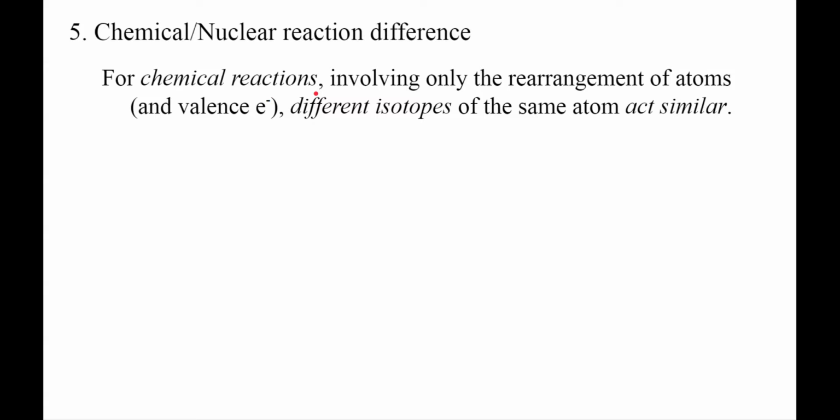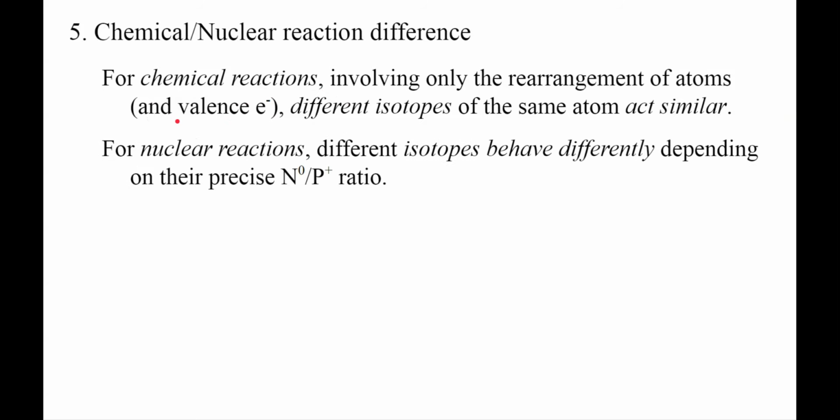We just need to know that there are different isotopes, but for all intents and purposes, they act exactly the same because they have the same number of valence electrons. But that's not true for nuclear reactions. Instead, for nuclear, isotopes behave differently. So in this chapter, we will specifically say we're talking about carbon-14 because it will have different nuclear properties than carbon-13 or carbon-12.